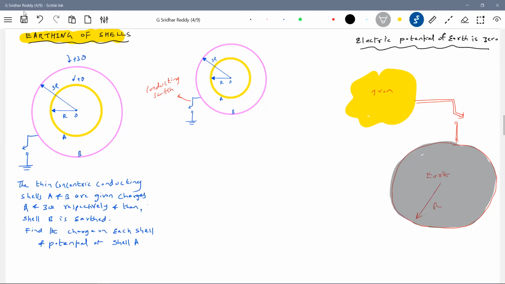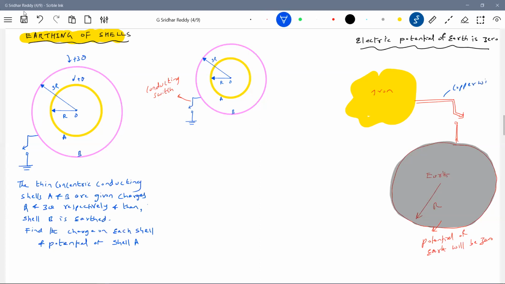Whether you add charge or take out charge, it's like an infinite sink, like the sink we had in thermodynamics. Similarly in electrostatics, this is like a sink: you add any amount of charge to it or take out any amount of charge, and the potential of the earth will remain 0, because its capacity is infinite. Am I right?